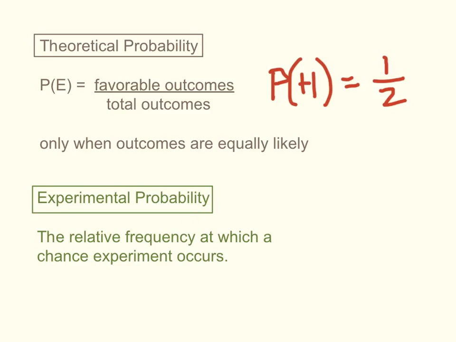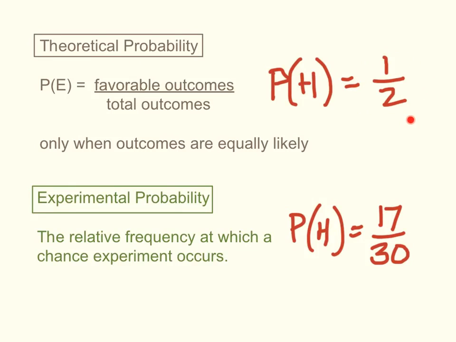But if I started doing an experiment and I started flipping the coin over and over and over again, I might end up with something that is not equal to 1/2. I might find that 17 of my 30 tosses were heads. That's the experimental probability. The actual probability, or the theoretical probability, we know is 1/2. So why is this not exactly the same?